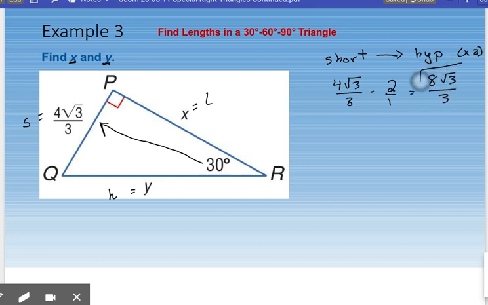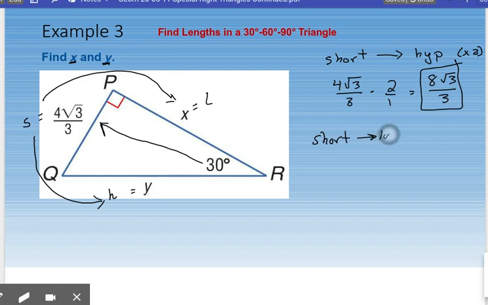And I can leave it like this, perfectly fine. If you wanted to write the decimal, that is perfectly fine also. The decimal I'd be getting is about 4.62, but it's okay to leave it like that. Now, I did this one. Now I need to get the x, so I'm going to go short to my long.